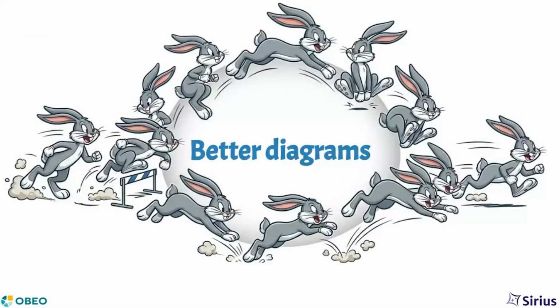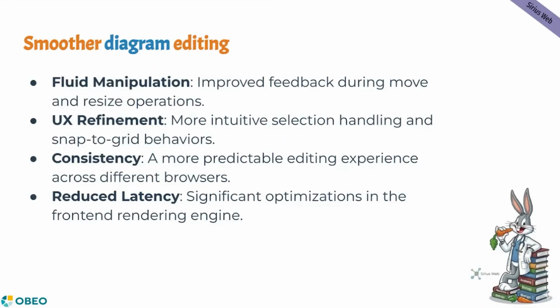Another area where Sirius Web has progressed a lot is diagram editing. This is really central because for many users, the diagram is still the main entry point to interact with the model. Over the last releases, we worked a lot on making diagram editing smoother, more readable, and more comfortable in day-to-day usage. And this is really about maturity, not just adding features, as I said, but making the editor feel more natural and more robust. The goal here was to make diagram editing more fluid and more predictable.